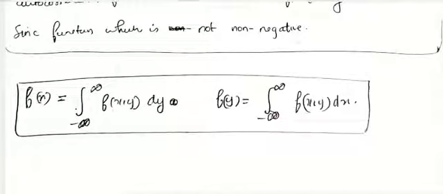And to find the marginal density from a joint probability distribution function or probability density function, f of x is equal to the integral from minus infinity to infinity of f of x comma y dy. To find f of y, it is the integral from minus infinity to infinity of f of x comma y dx.